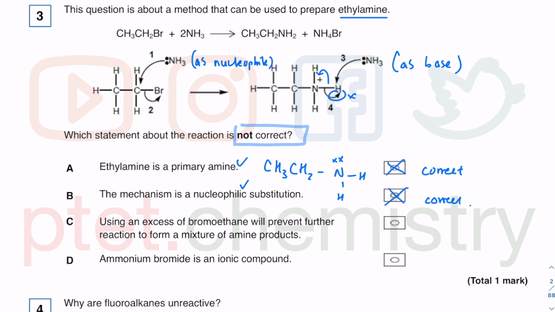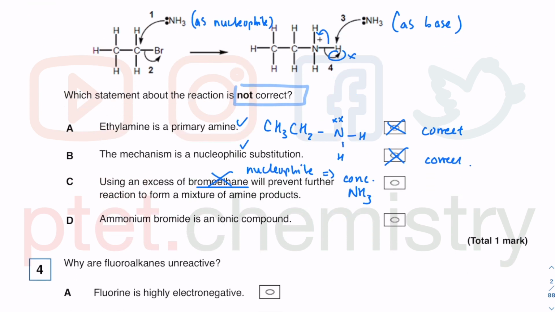Using an excess of bromoethane will prevent further reaction to form a mixture of amine products. It's actually not using excess of the electrophile, it's using excess of the nucleophile, because you want to use concentrated ammonia so that you have a lot of ammonia, and they will not be competing with the ethylamine, which could potentially act as a nucleophile as well. So that must be the non-correct answer.